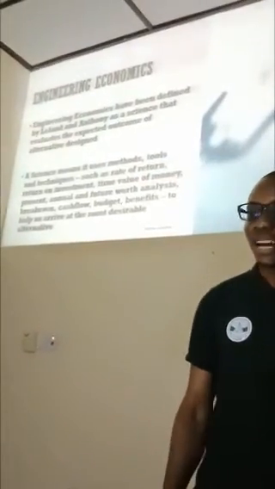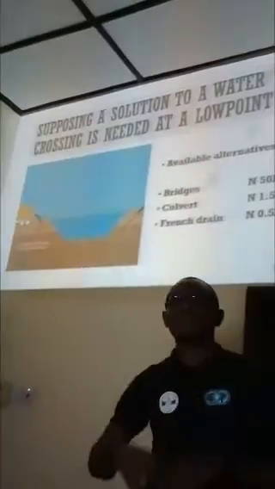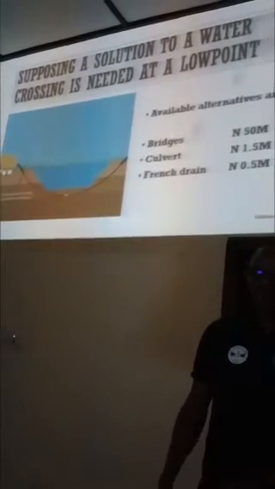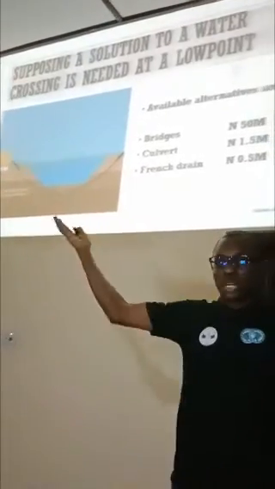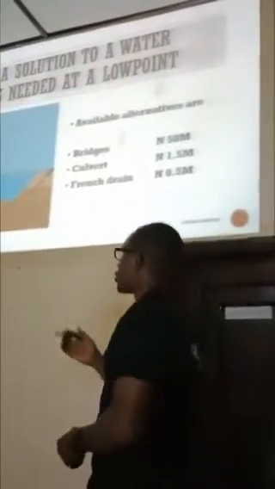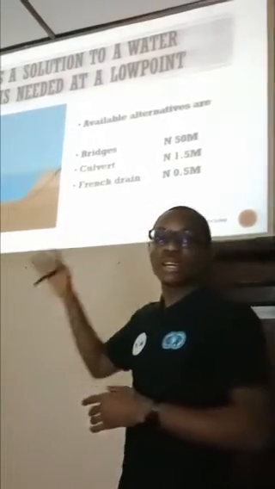Okay. So with this in mind, let's have a little exercise. Now, supposing a solution to a water crossing is needed at a low point. Usually, when we go out for survey, we find out that we have a negative grade, and we have a positive grade. Grade means slope, and that's slope. So at that point where they intersect, it forms a low point, right? So we have such a low point, and usually the characteristic of that low point is that it may have a river crossing like this.